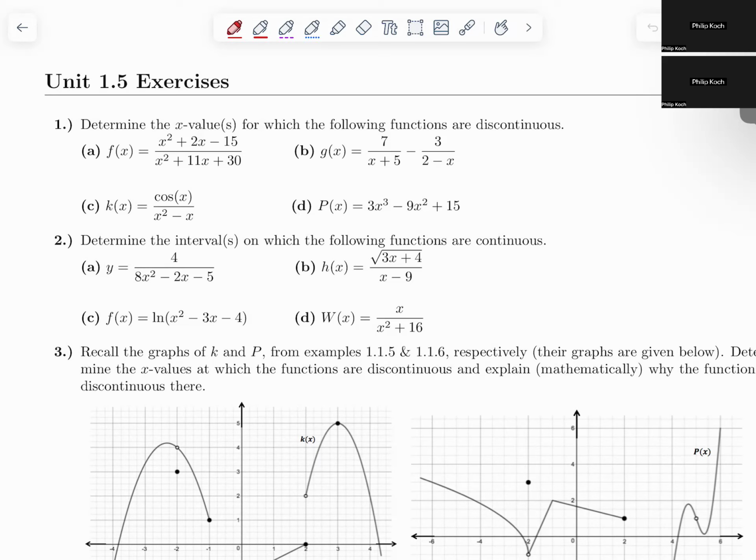Is it right at the start of the class? Yes, it'll start at the beginning. And as soon as you finish the exam, you are free to go.